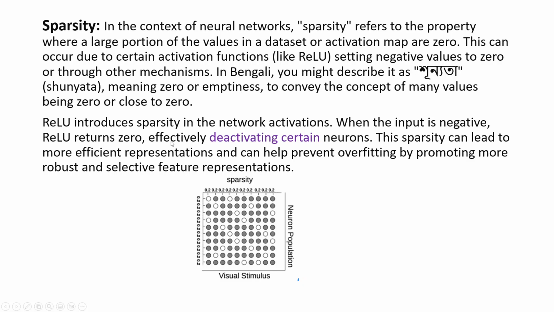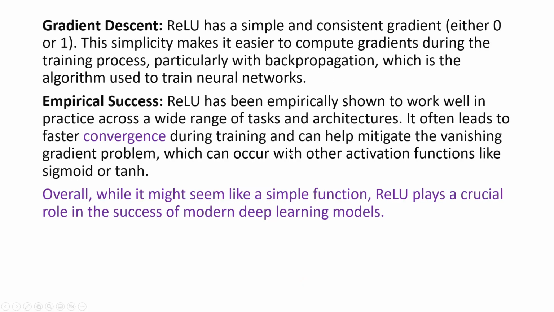As a result, because of this function, it effectively deactivates certain neurons. So here you can see that there are lots of zeros. Obviously, if there are lots of zeros, it will make it easier to do anything. So there are some other benefits like gradient descent.